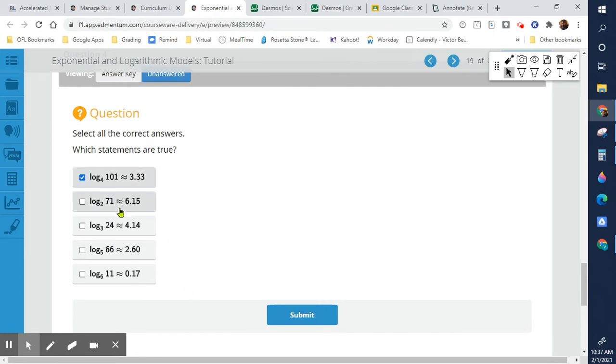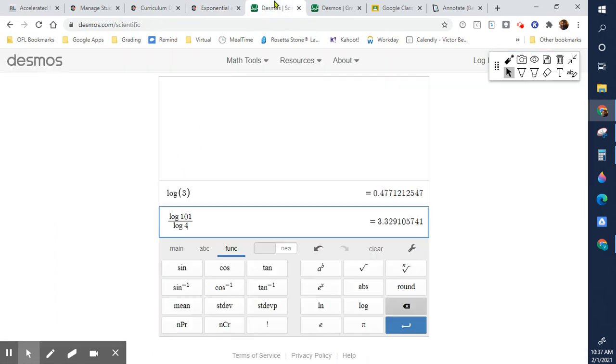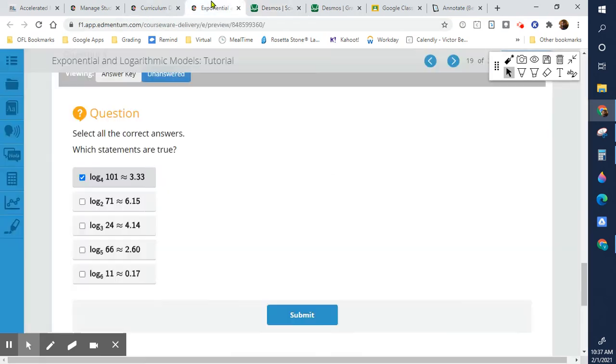And then 71 and 2. So I'm going to do log of 71 over log 2. So I get about 6.149, so about 6.15. Yep, that looks right.